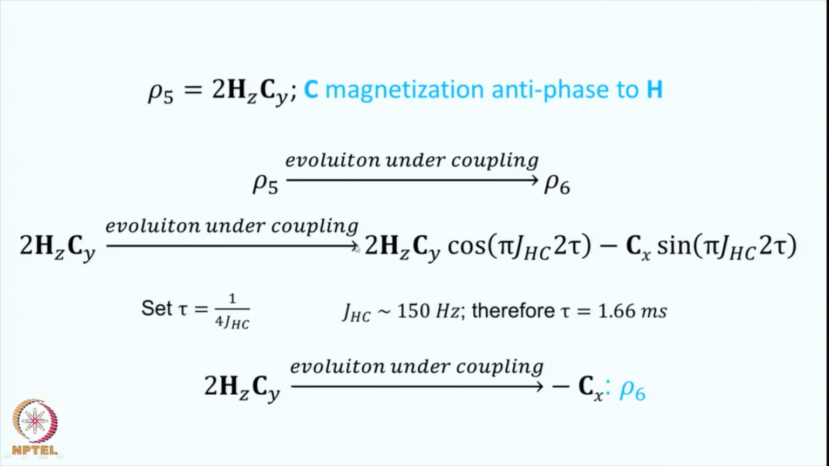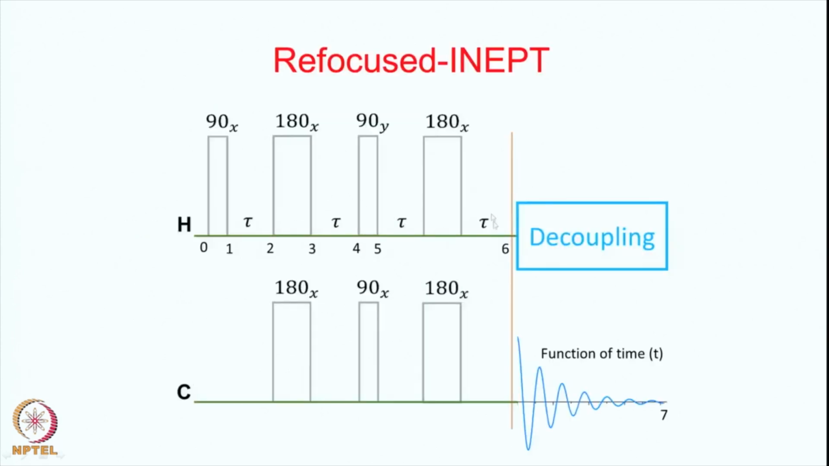Okay. So until rho 5, the product operator description is the same. So we do not want to do that once more here. Now rho 5 is 2HZCY. This is the carbon magnetization antiphase to proton, right. So this is what we had. Now evolution under coupling. So now where is rho 6 here? See, the rho 6 is at this point. This is the extended point. We want to calculate what is the density operator at this point. So rho 5 to rho 6, what happens?